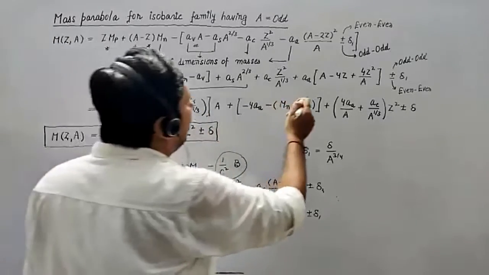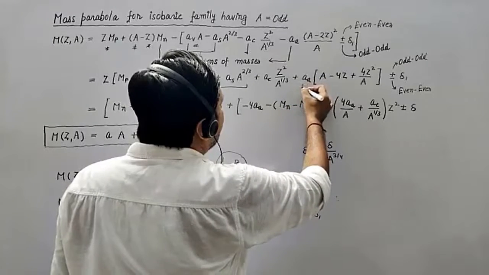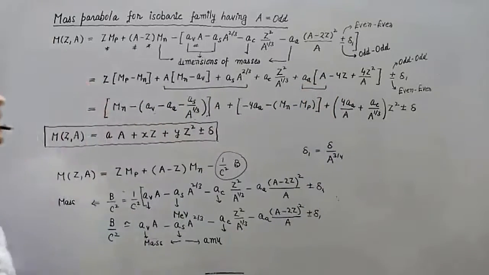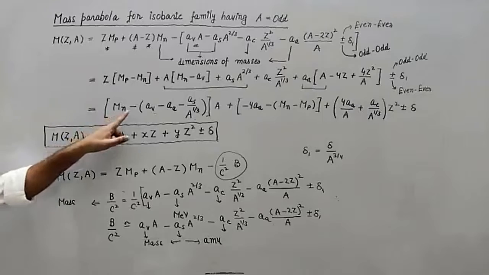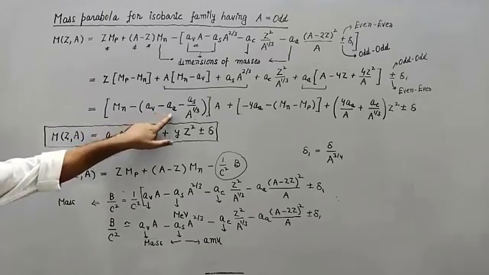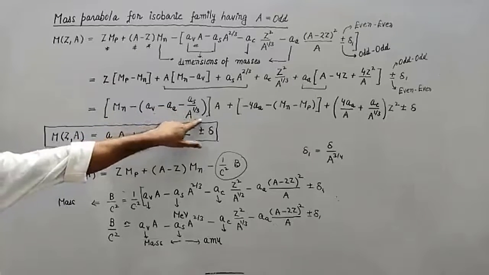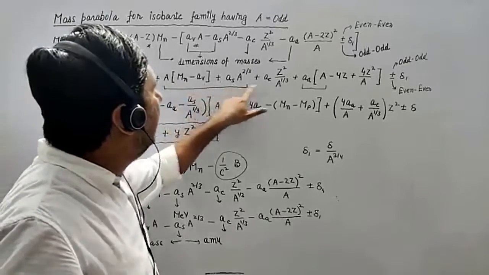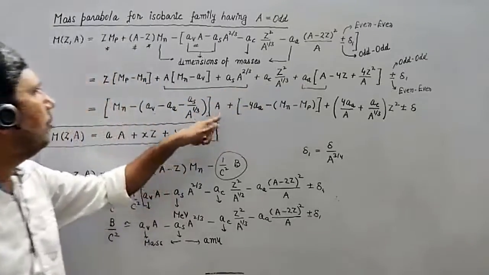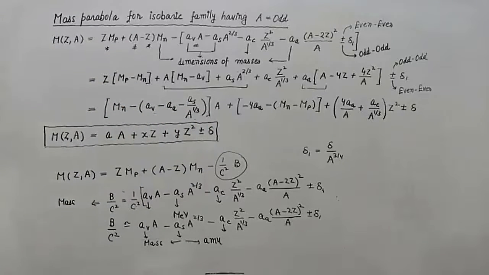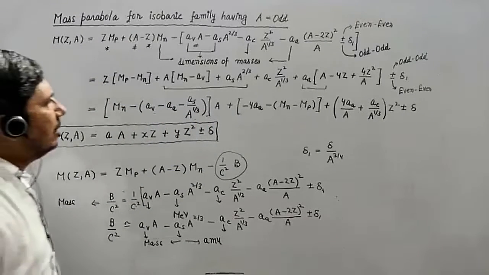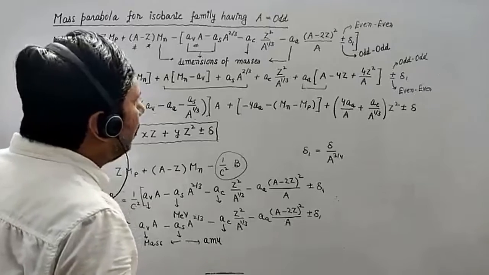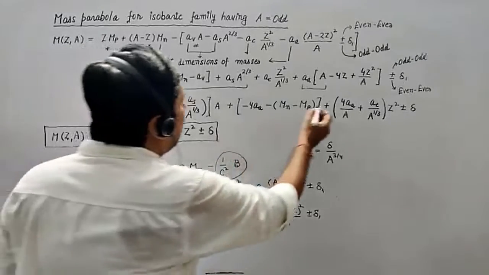Another term which we are taking is from here. This is A into A. So we will have Mn minus Av minus Aa minus As upon A to the power 1 by 3. So in all these four terms, first term, second term, third term, fourth term, A is common. So we have combined all these four terms. These four terms are combined together. Now we are going to combine these terms.